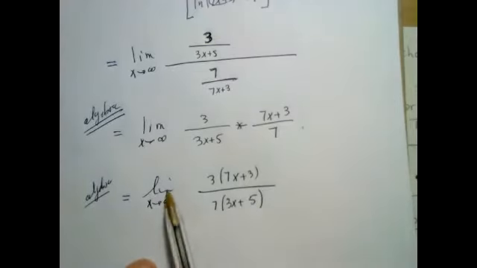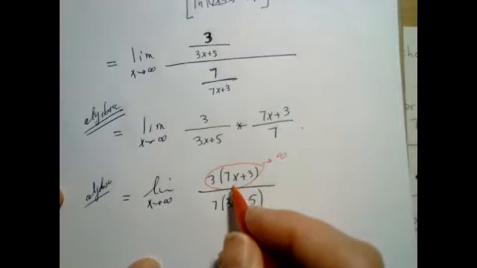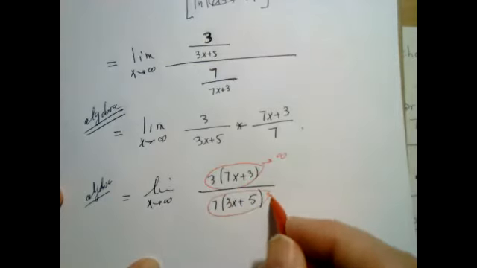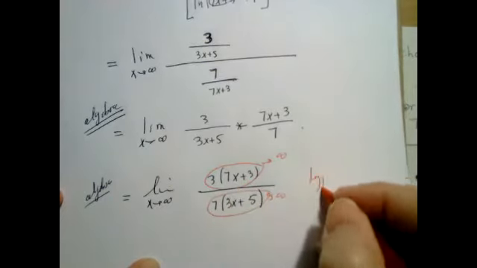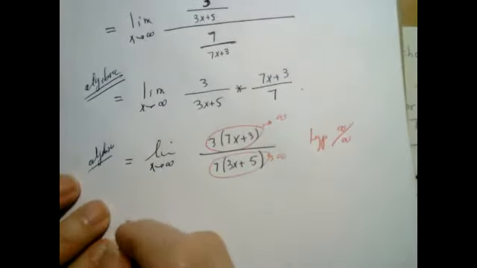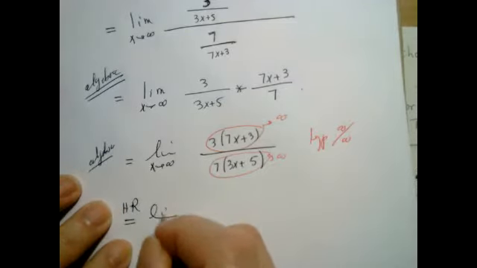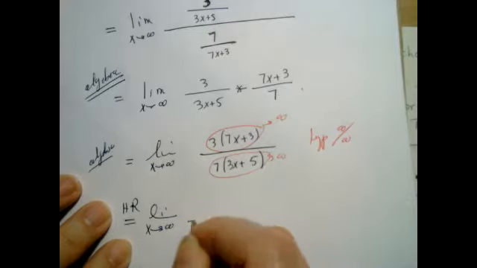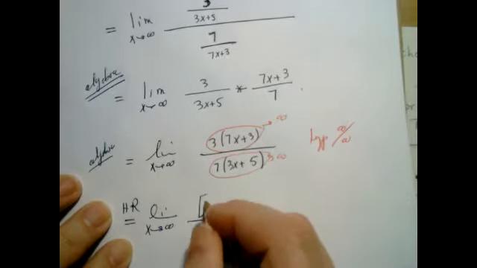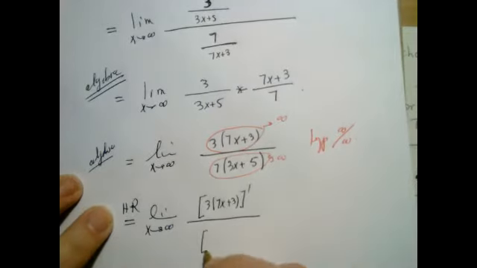And now I analyze this. When x goes to infinity, again, what happened? The numerator goes to infinity, but it's an easy numerator now. And the denominator goes to infinity. So this is type infinity over infinity. So you can use L'Hopital's rule again here in this simple problem. And then you get the limit of the derivative of the numerator over the derivative of the denominator.